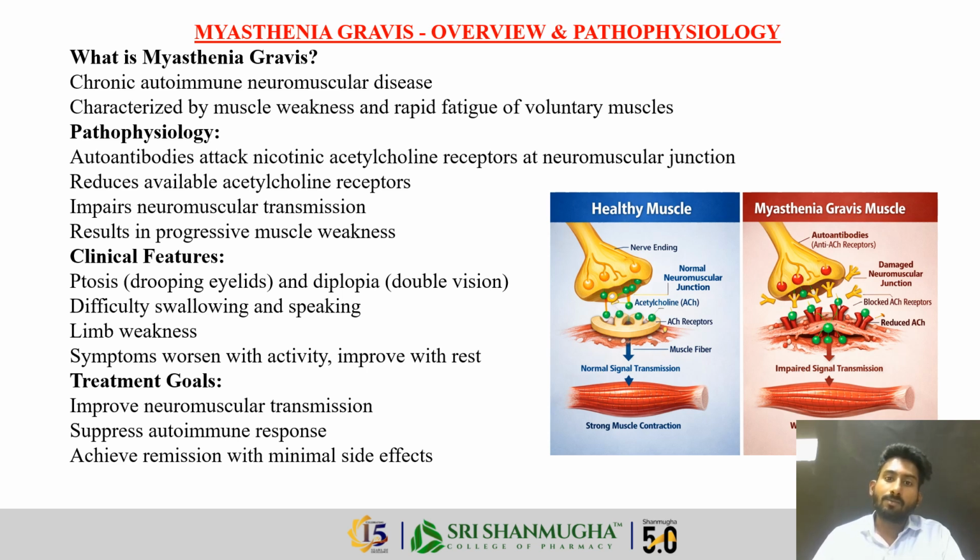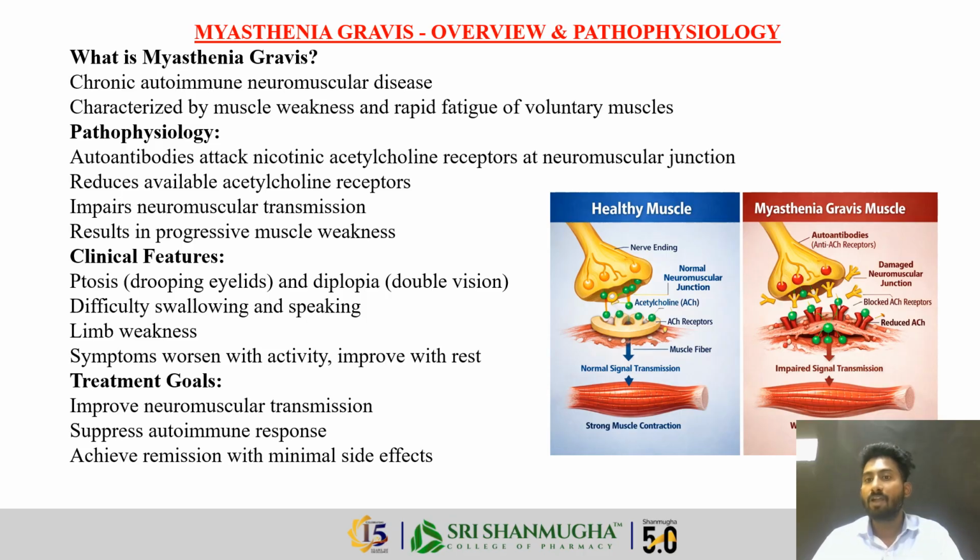In normal muscle, the nerve endings, neuromuscular junction, and receptors have very normal function, and normal signal transmission is produced at the neuromuscular junction, so the muscle contraction is very strong.